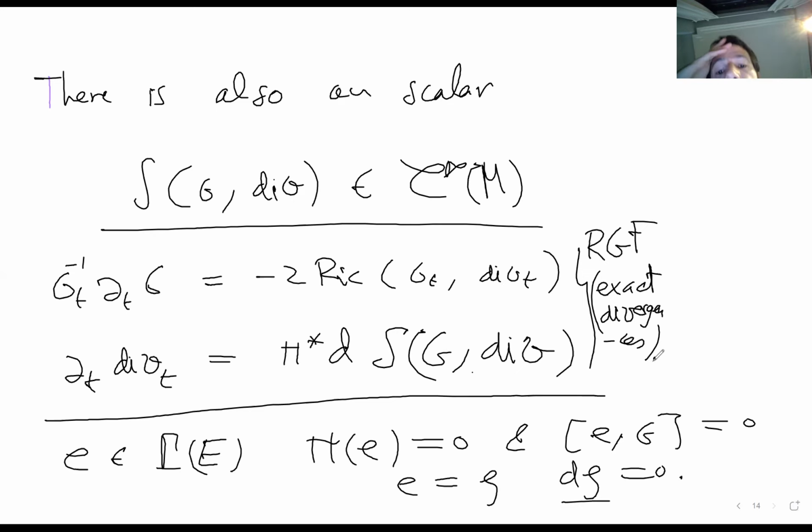But actually, when you do the analysis, and Jeff can tell you more about that, these equations do not behave as nicely as they should. And the way you flow the divergence is by another quantity, which is like a backwards heat equation.